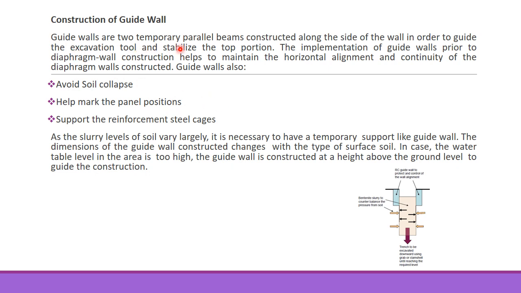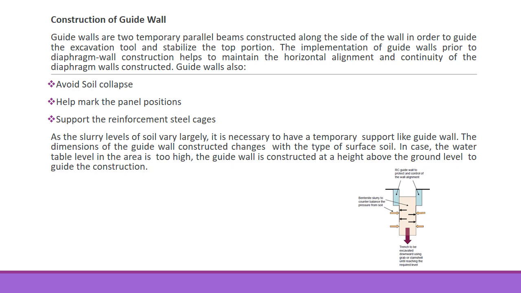So the first one is construction of the guide wall. Guide walls are two temporary parallel beams constructed along the side of the wall in order to guide the excavation tool and stabilize the top portion. The implementation of the guide wall prior to the diaphragm wall construction helps to maintain the horizontal alignment and continuity of the diaphragm wall construction. Guide walls also avoid soil collapse, mark the panel position, and support the reinforcement cages.